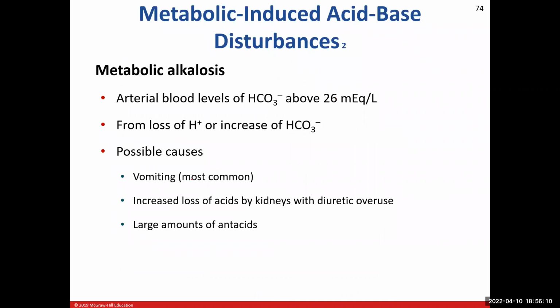And then for metabolic alkalosis, we're going to see either a loss of hydrogen ions or an increase in the bicarb. Some of the causes are vomiting. This goes back to, like I said before, folks that are bulimic, or if they're very ill from an infection, or if they have some sort of trauma in which they're vomiting. That's the most common cause. But we can also see diuretic overuse, which is another cause that will increase the loss of acid from the kidneys. And then this is much more rare, but going back to antacids, ingestion of large amounts of antacids.